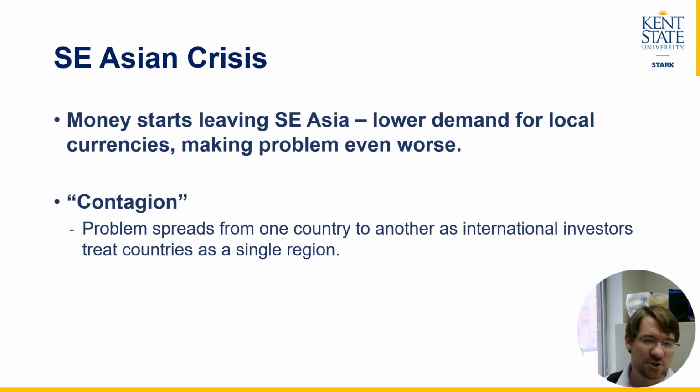Well, this is a problem we call contagion. Contagion is the term we use when a problem spreads from one country to another, as individual investors or international investors treat countries not individually, but as a single region. So if we're thinking of, say, Thailand and Indonesia, for example, if we think of them as being basically the same, then when things are bad in Thailand, we start pulling out of Indonesia. Now, when this was happening, the president at the time said that they're all different countries. Well, not necessarily in the eyes of investors, and it's the eye of the investor that really matters at this point.